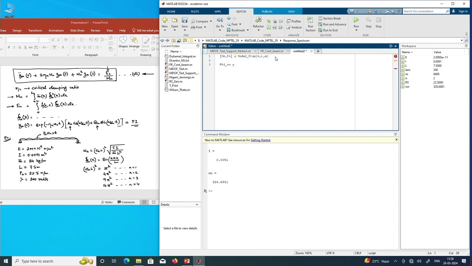So, what we do, we define x by L. It goes from 0, then 0.01, and up to 1, because it is x by L. When x is equal to L, the ratio will be 1. So, we have sin of n pi x by L, right. That is the mode shape.